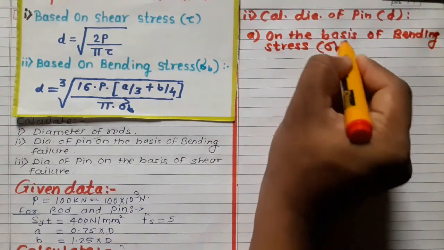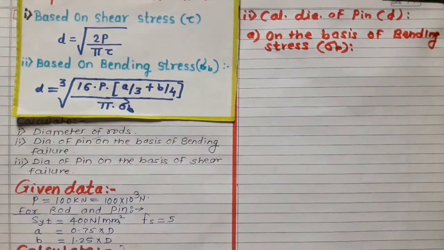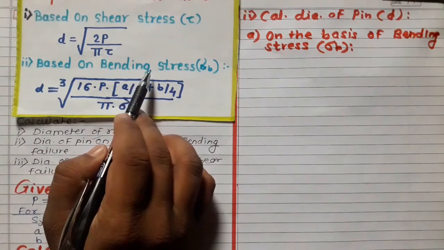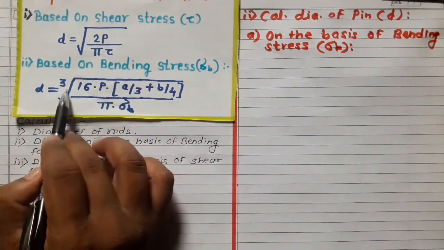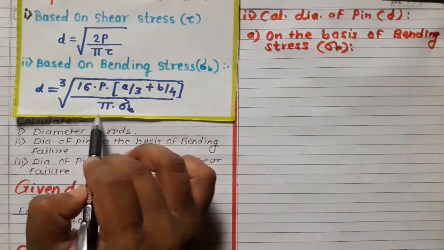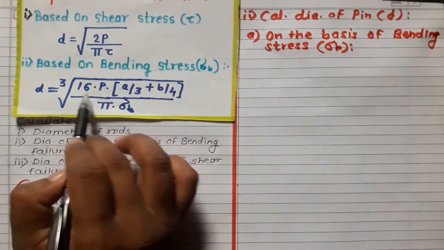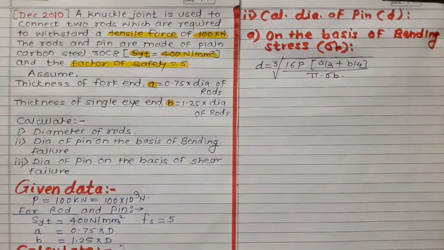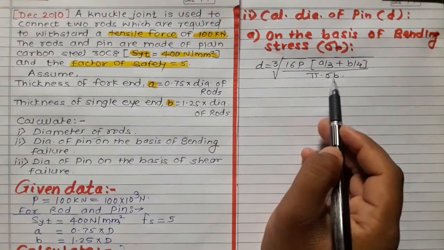that is sigma b. If you look at step number 4, point number 2, on the basis of bending stress to find out the diameter of pin, this is the equation. So let us write this equation: cube root of 16 into p into bracket a by 3 plus b by 4 upon pi into sigma b. This equation we have to use to find out the diameter of pin on the basis of bending stress sigma b.